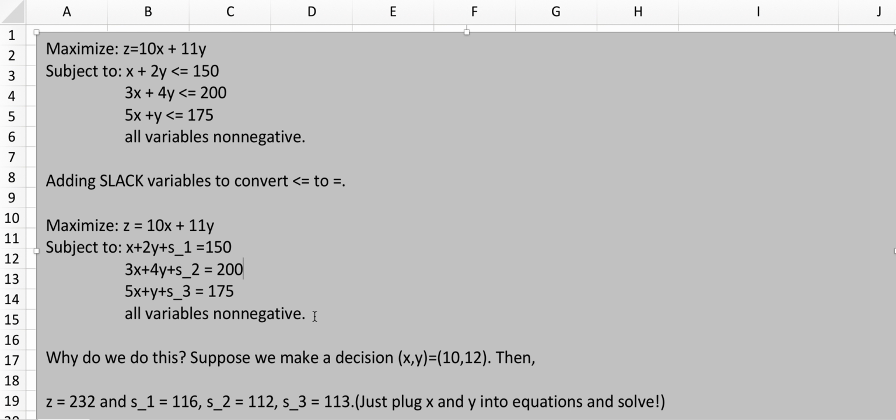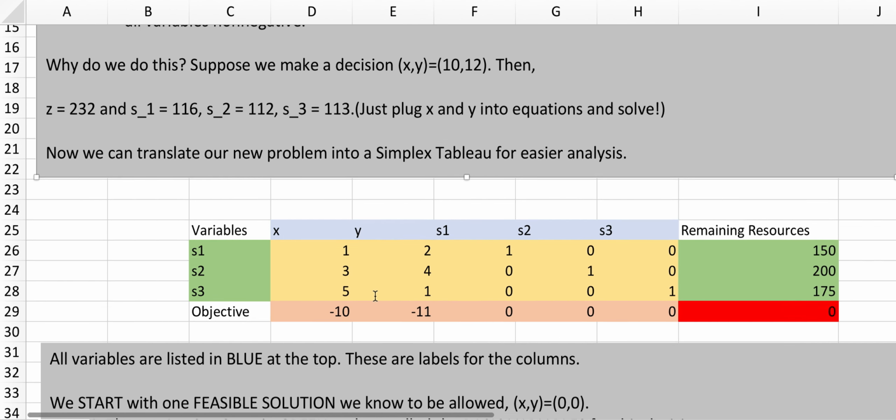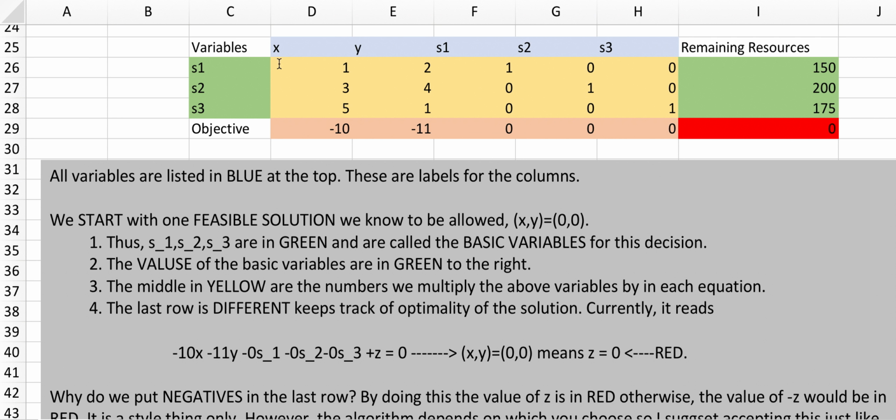And then in the second video, we showed how to convert this problem into what's called a simplex tableau by just keeping track of the numbers in the equations. So the yellow part in the middle and the green numbers on the right, those are just reflecting those 3 equations from our constraints. The labels on top are just the labels of our variables. The labels on the left are telling us the variables that are non-zero for this decision. And this initial decision was X and Y are both 0.